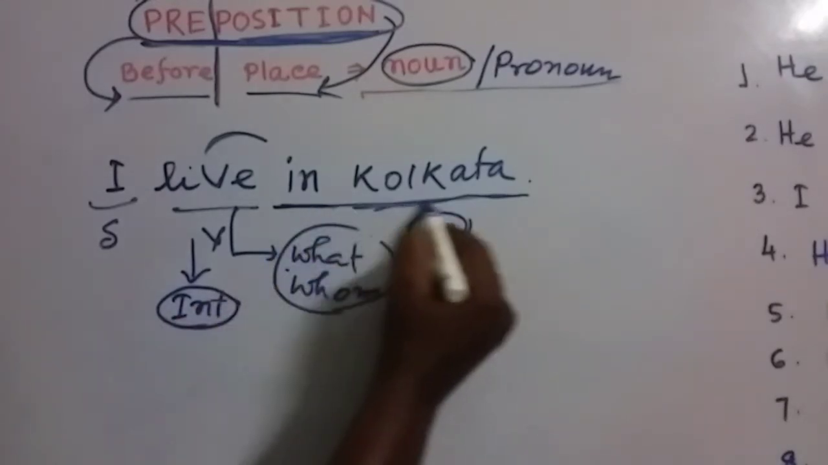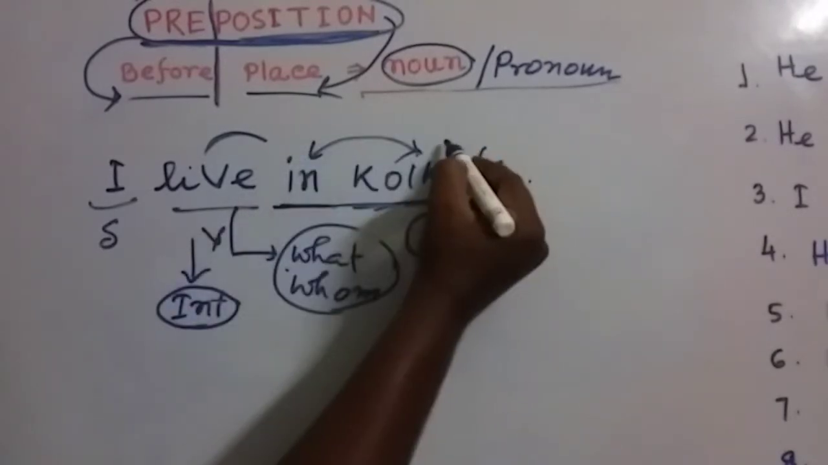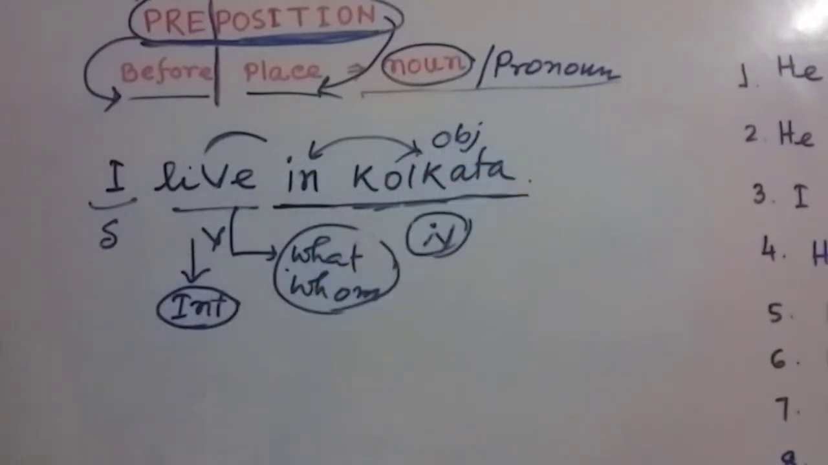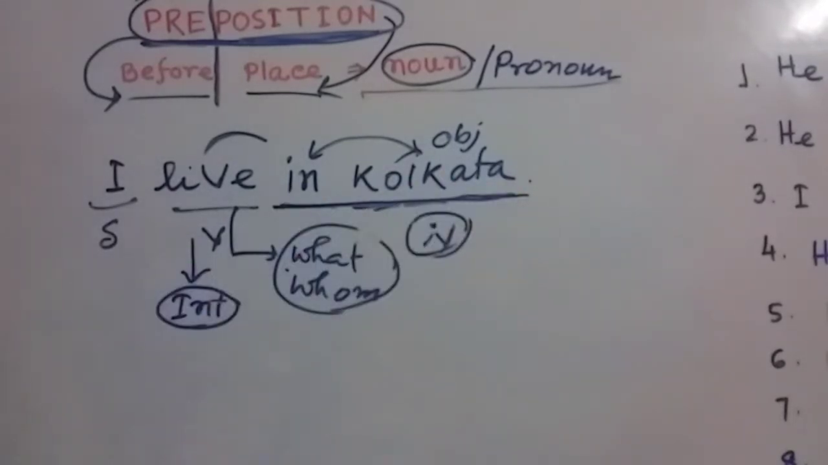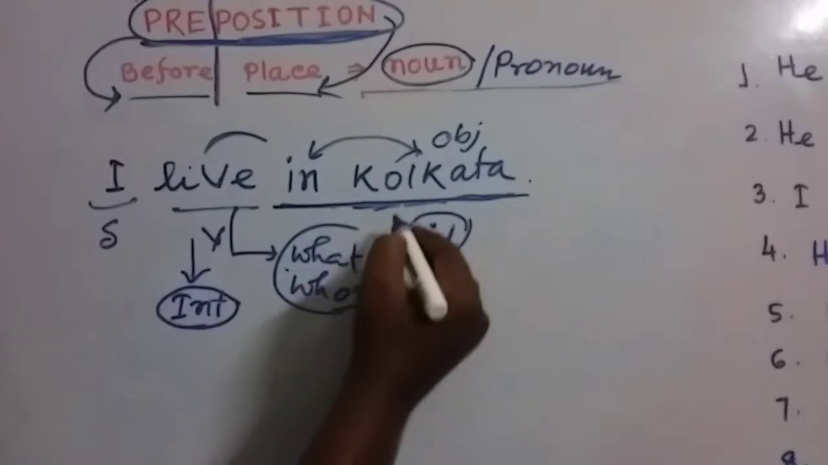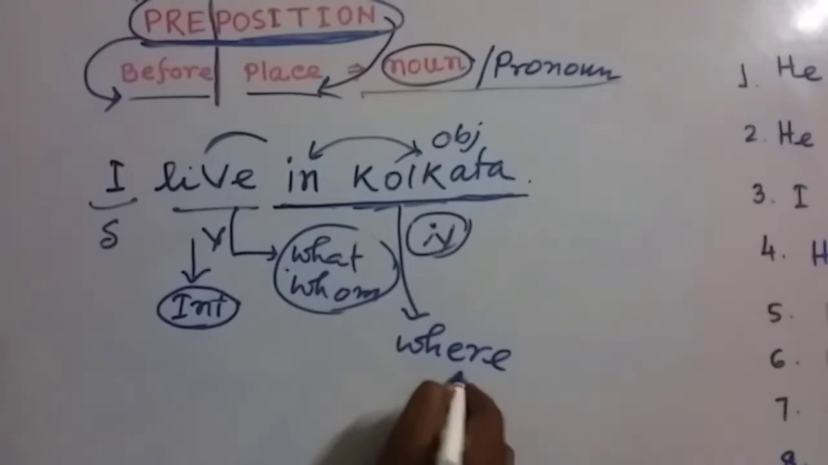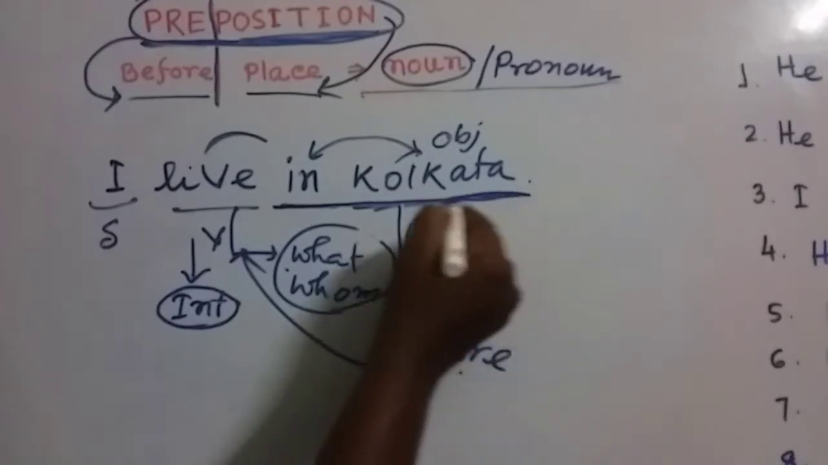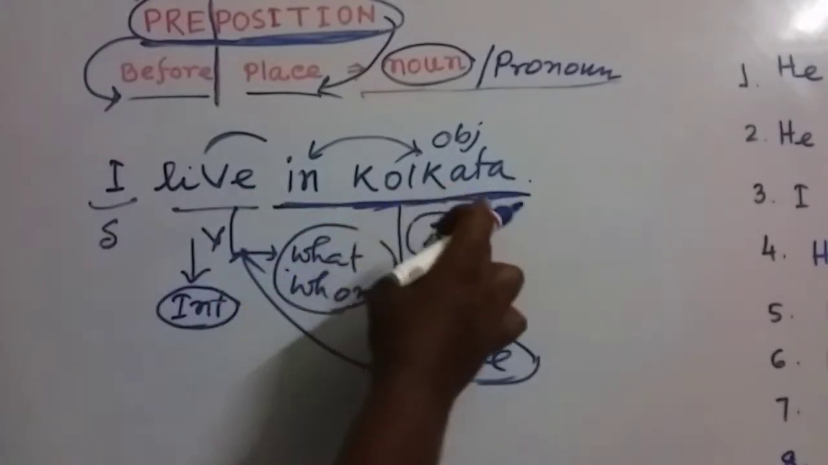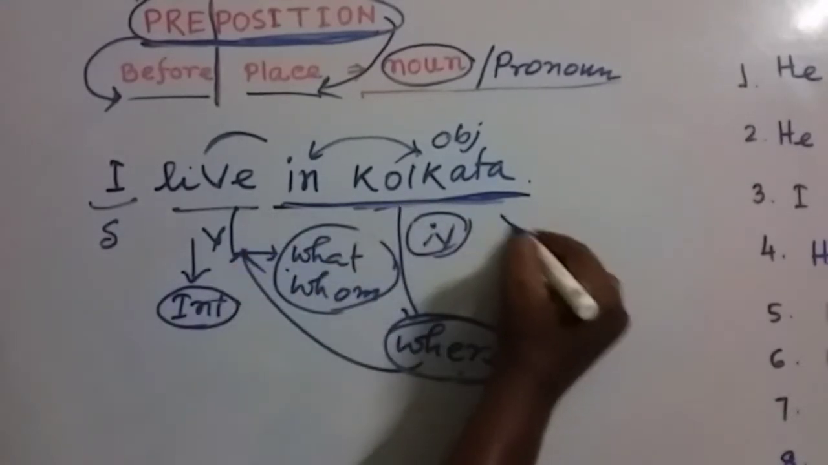Now this became a prepositional phrase and Kolkata became the object of this preposition. Actually, my dear friends, by using this preposition, we got the answer of where. Look at this. Where I live? Where I live, that means in Kolkata. We are getting this answer by asking these words. So obviously, my dear friends, this part is an adverb.